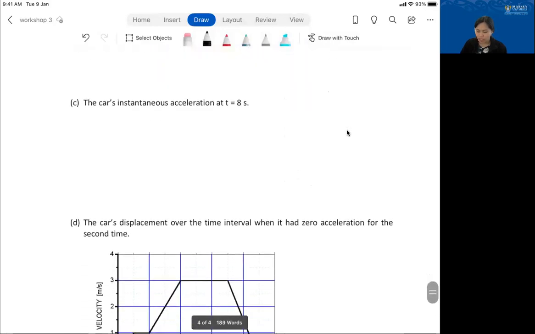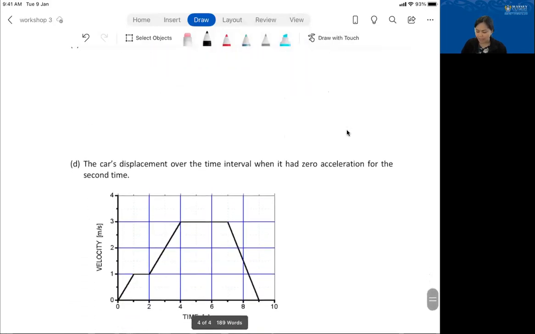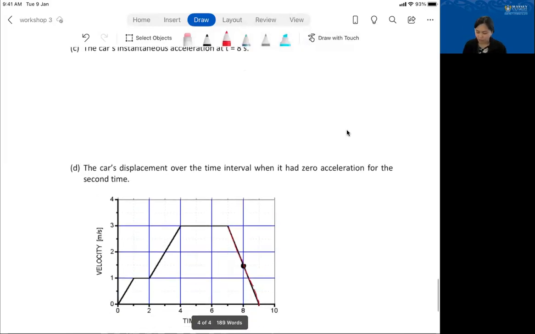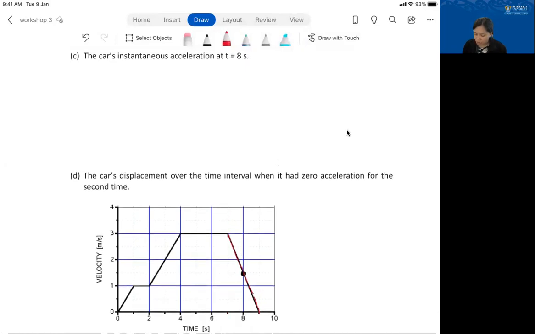So let's move on. The car's instantaneous acceleration at 8 seconds. At 8 seconds, it's this point here. That means we draw a tangent to that point, which is actually just the straight line graph, and we get the slope of the tangent. We get the slope of that straight line graph over there. Again, I'll consider the two endpoints just because it's easier to read the final and the initial velocities from the endpoints. So the final velocity is 0.